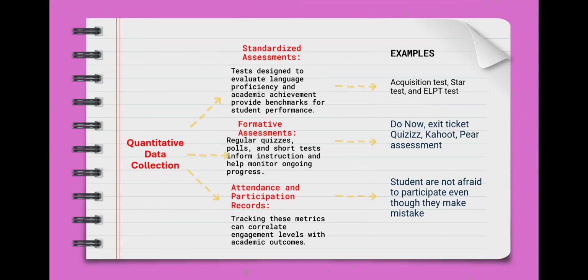Formative assessment: regular quizzes, polls, and short tests inform the instruction and help monitor ongoing progress. Some examples are do nows, exit tickets, quizzes, Kahoot, pair assessment, and attendance and participation records, of course. Tracking these metrics can correlate engagement levels with academic outcomes. Students are not afraid to participate, whether they make mistakes or not, while they are presenting during class time. Those are some other examples.